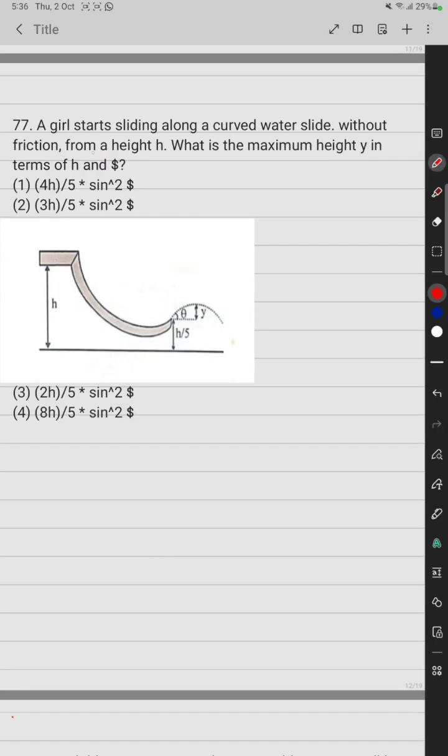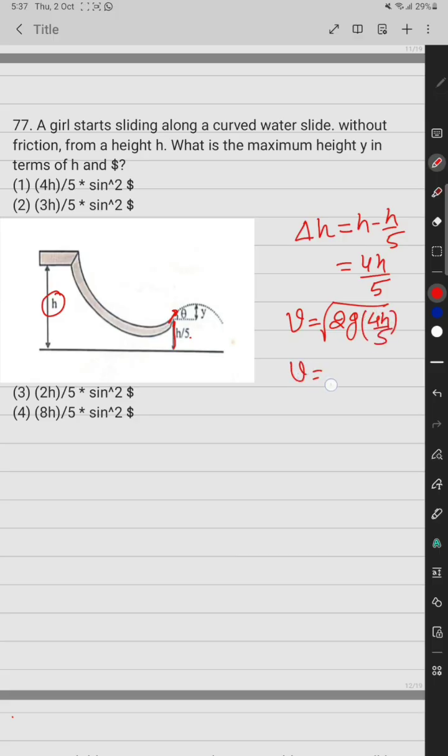The question: the girl starts sliding along the curved water slide without friction from the height h. It means the initial height is h and the final height at the bottommost point is h by 5. So the net vertical height is h minus h by 5, so it is 4h by 5. So the velocity when it leaves the slide is the root of twice of g into the vertical height 4h by 5. So velocity equals under root 8gh by 5.